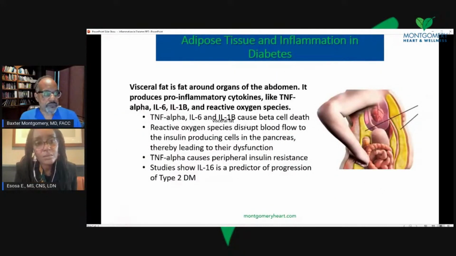Visceral fat, fat around organs. Again, we talked about fat in the liver, fat in the pancreas, fat in the viscera. It produces pro-inflammatory cytokines like TNF alpha, IL-6, IL-1 beta, and reactive oxygen species. Same old characters. These guys are like Bonnie and Clyde and the gang of four, going around causing disease all over the body, same old suspects. But what's leading to these suspects?